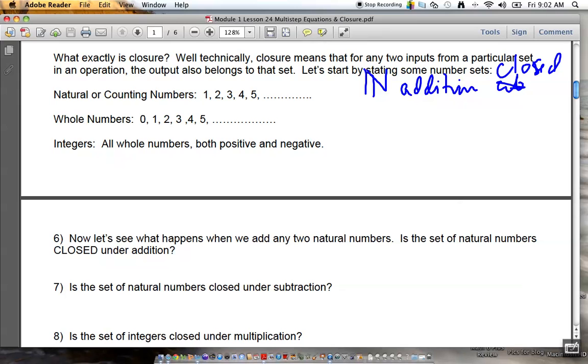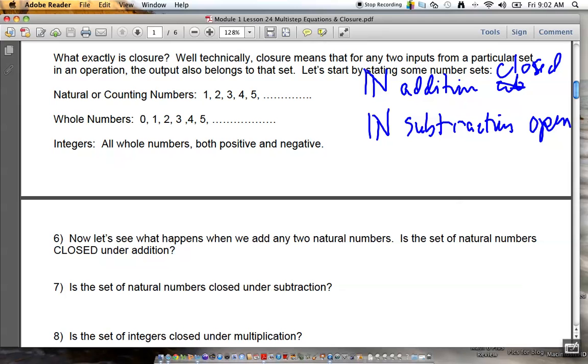But is it true that if I take any 2 natural numbers and I subtract, that I also get a natural number? No. See, if I take the natural numbers under subtraction, that is not closed. And what do you think we call it when it's not closed? Open. So that means I need to come up with new numbers to make it work.